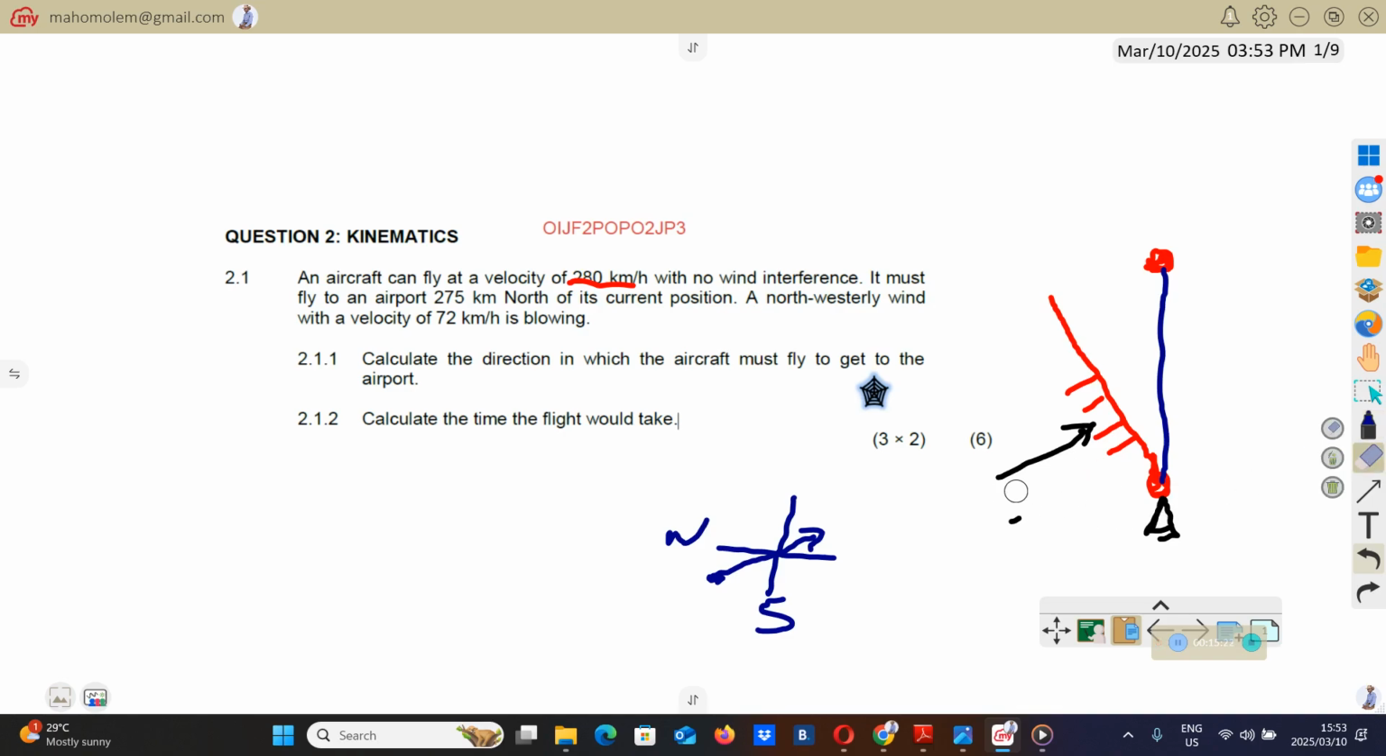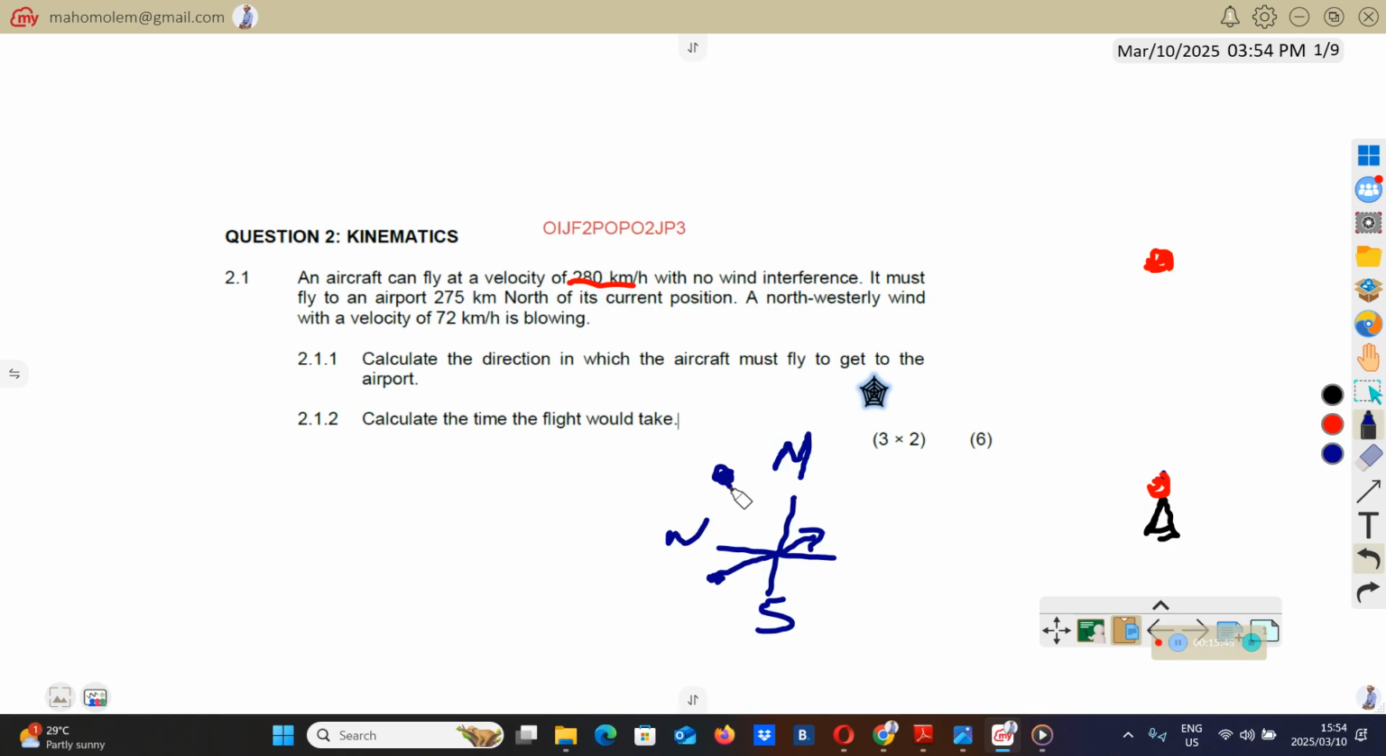Therefore, in this question, the wind is blowing from this direction, from northwest. This is north. So northwest, we're talking about this direction. So the wind will be blowing from this direction. So if it's blowing from this direction, that wind will be moving or blowing in the opposite direction. So there will be a wind coming from this direction, blowing like this.